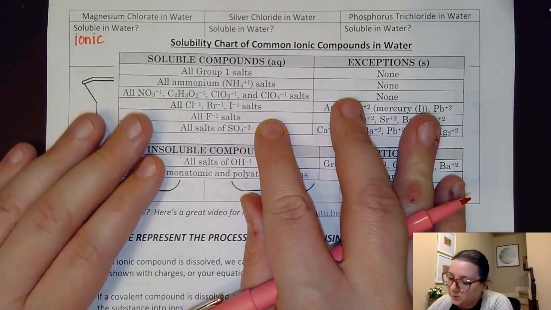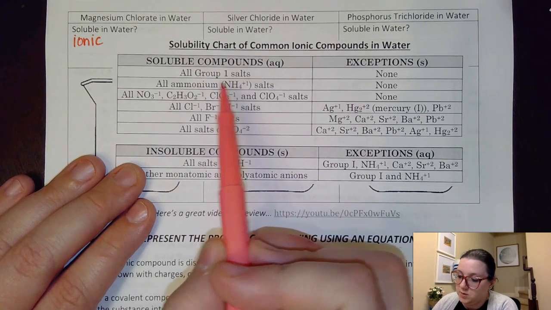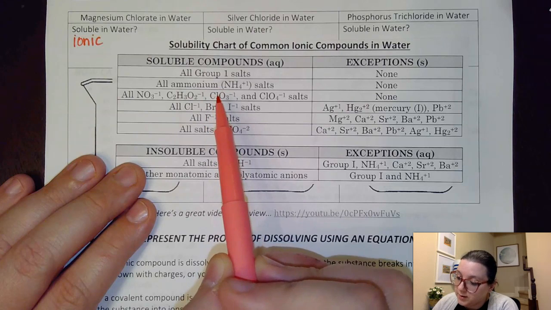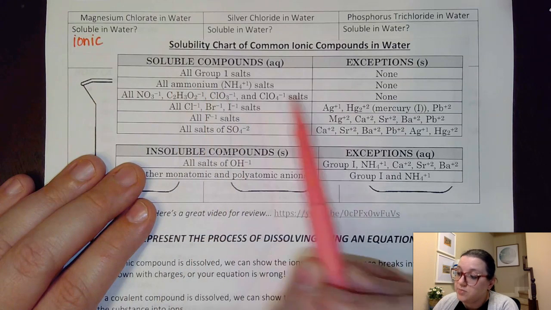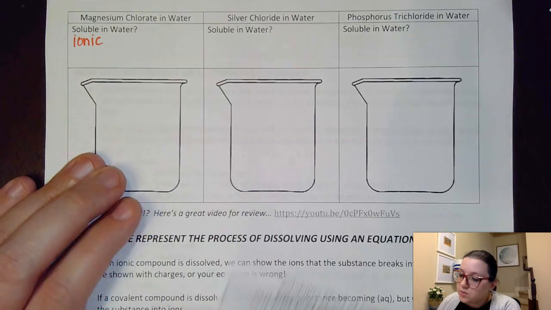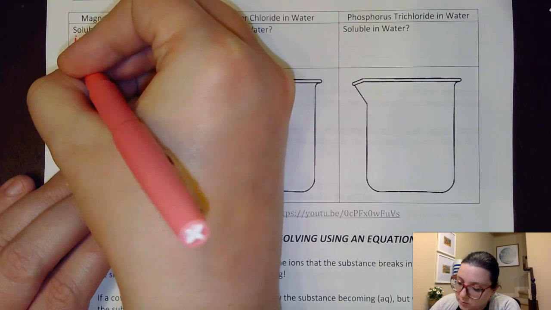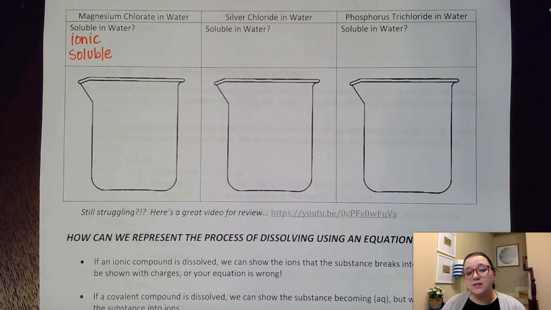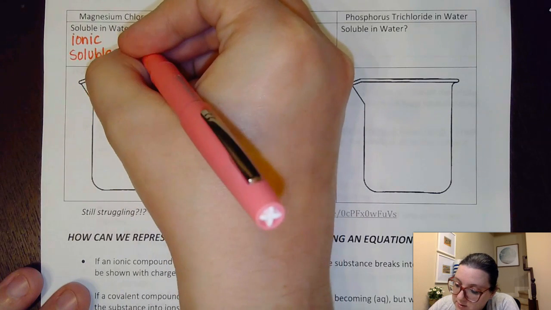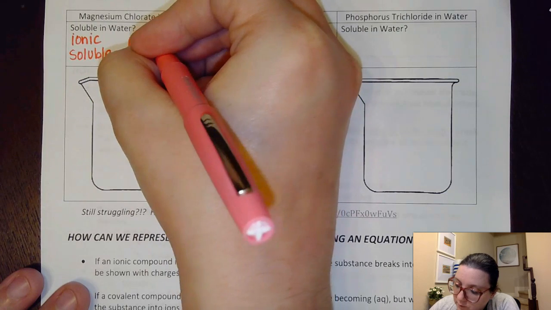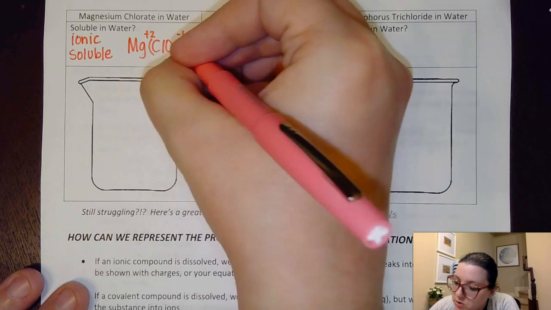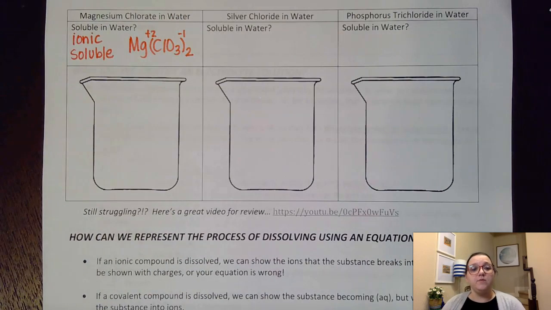When I do that, I say, well, I already checked group 1, ammonium, and nitrate, but I do see here chlorate. And this says that all chlorate compounds are soluble and that there are no exceptions to that rule. So this one would be soluble. Now, once I see that, I am going to need to get myself a formula for this substance. Magnesium is +2. Chlorate is ClO3 -1. And so I'm going to need 2 of those chlorates for every one of the magnesium.